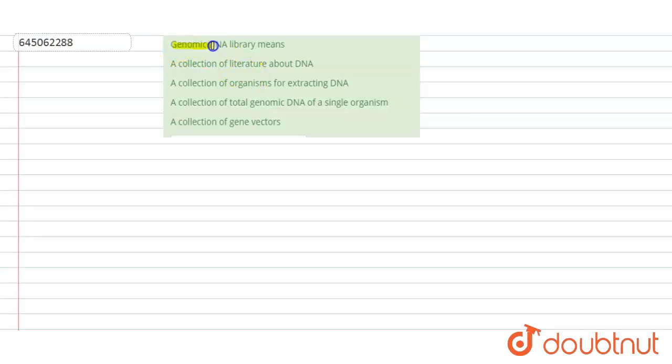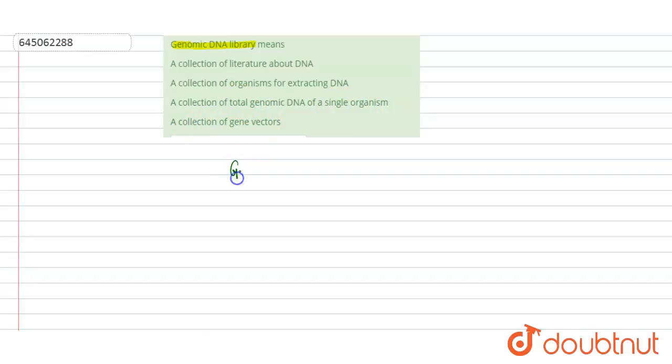Hello students, have a look at the question. The question is: Genomic DNA library means, options given are: a collection of literature about DNA, a collection of organisms for extracting DNA, a collection of total genomic DNA of a single organism, a collection of gene vector.